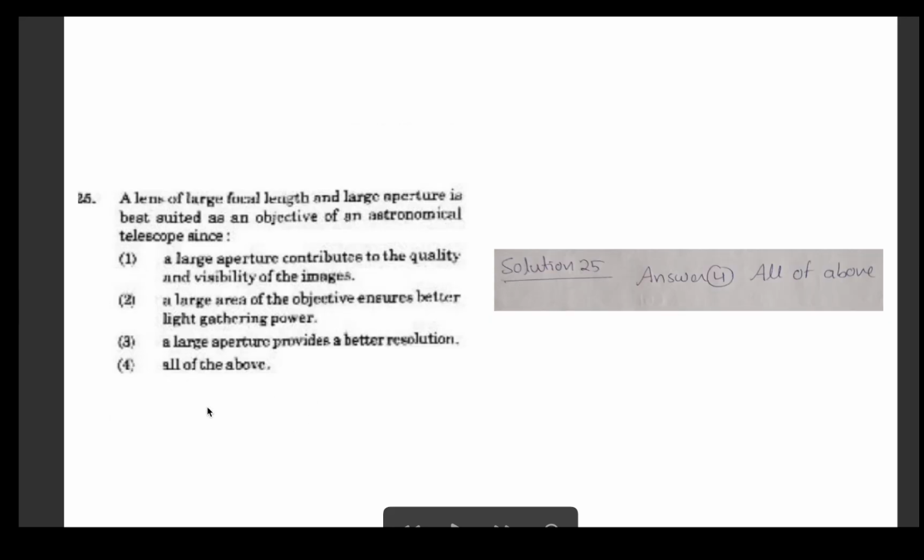In the 25th question, they asked: a lens of large focal length and large aperture is best suited as an objective of an astronomical telescope since a large aperture contributes to the quality and visibility of the image. Yes. A large area of the objective ensures better light catching power. Yes. A large aperture provides better resolution. Yes. So all of the above is the right answer.